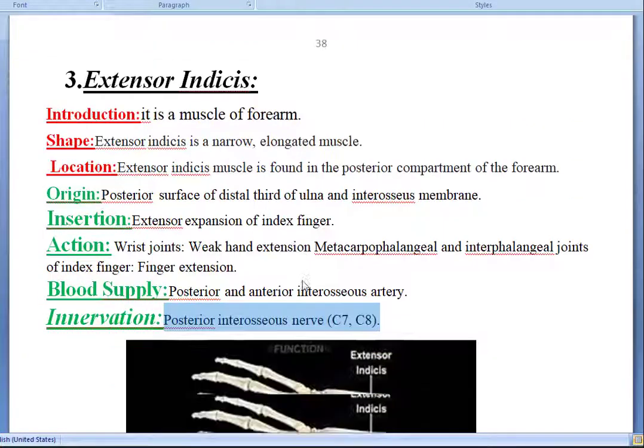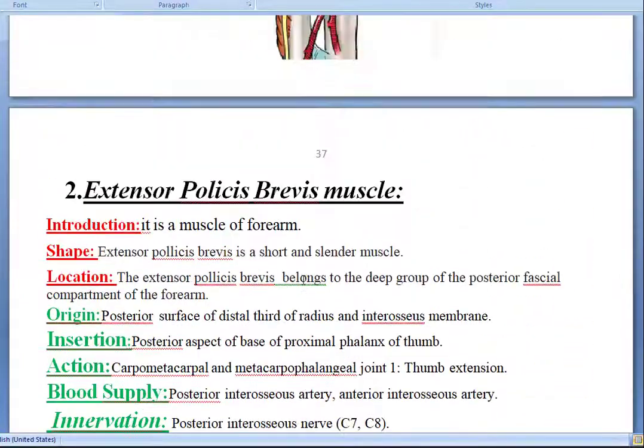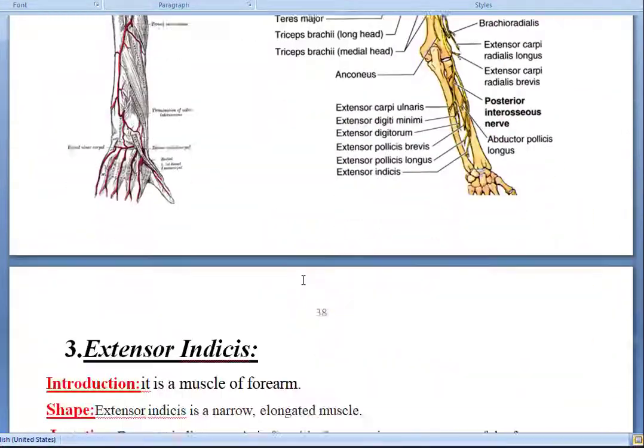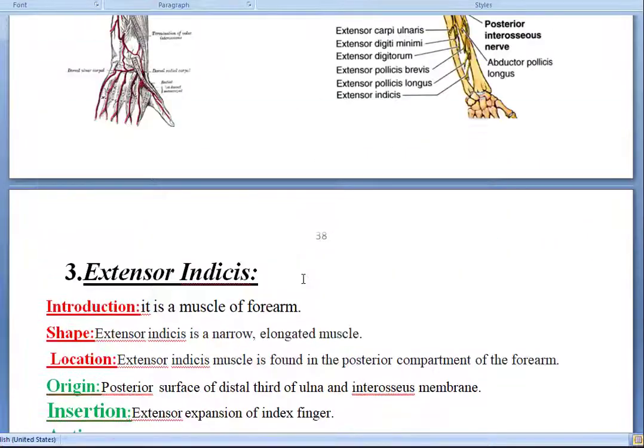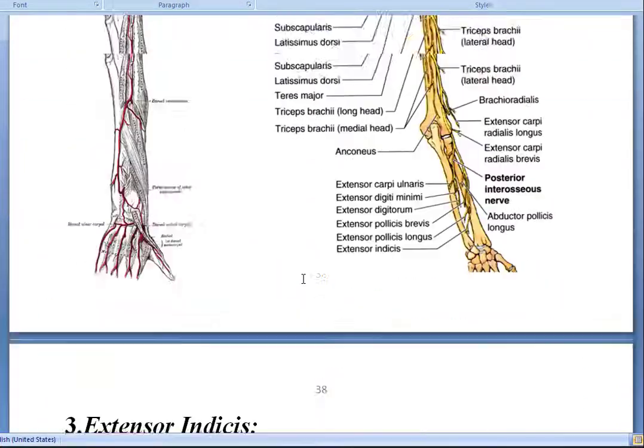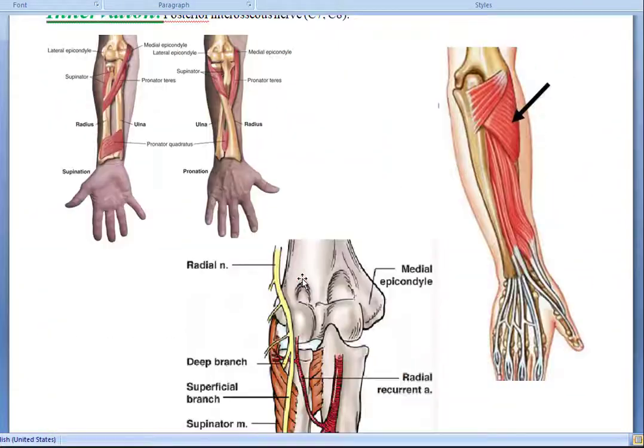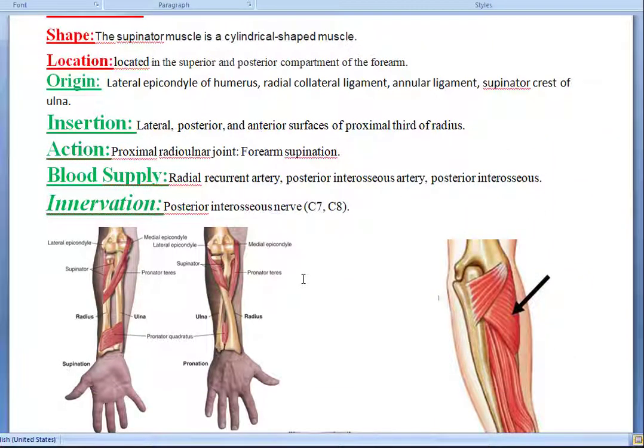Okay, friends, so this was about the two muscles, the extensor pollicis brevis and extensor indicis. So we discussed three muscles in the posterior deep compartment of the forearm. We'll discuss the next muscle in the next lecture.